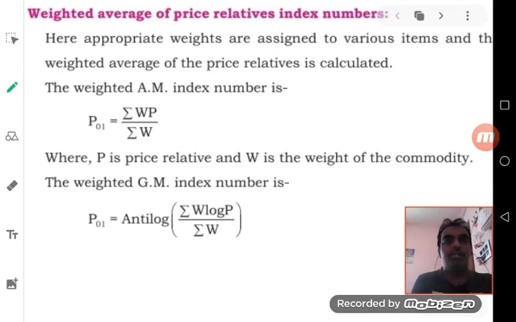Among the two methods available for computation of index numbers, one is unweighted and the second one is weighted. In this video, we are going to see the weighted average of price relatives method.